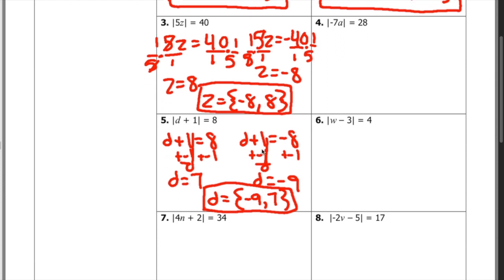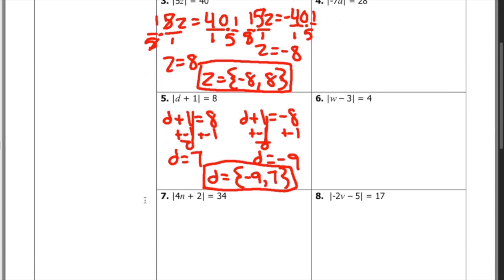So for number 7, we have the absolute value of 4n plus 2 equals 34. Again, just like what we've been doing, I'm going to isolate our absolute value. So I'm gonna have 4n plus 2 equals 34, and I'm gonna have 4n plus 2 equals negative 34. We're always taking what it's equal to and using the positive and then the negative. So now we have a two-step equation.